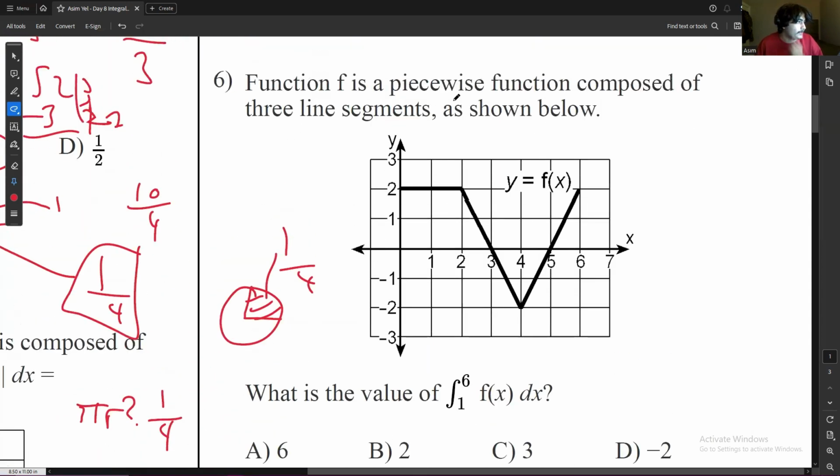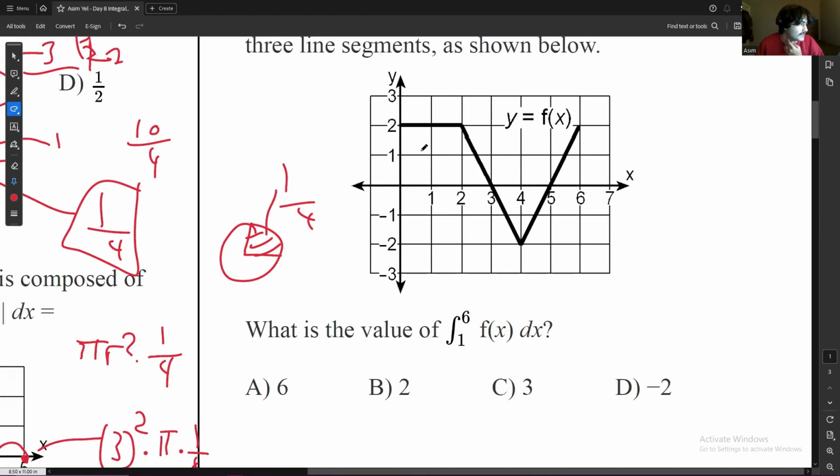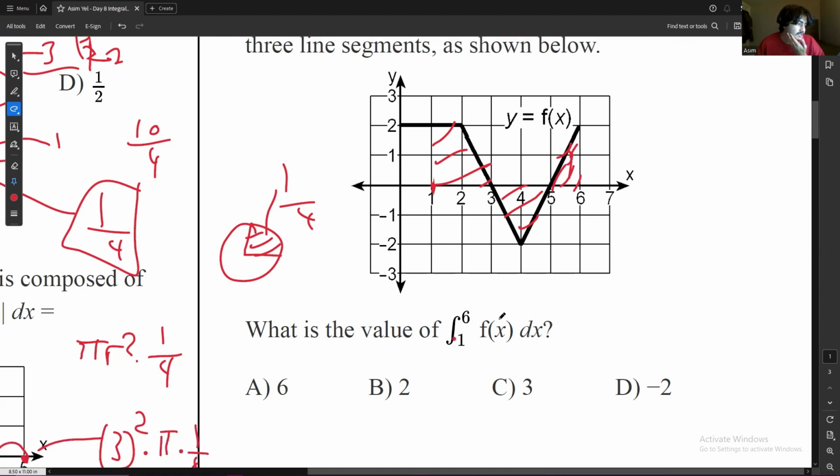So, a piecewise function is composed of 3 line segments as shown below. What is the value of the integral from 1 to 6 of f(x) dx? So guys, since they're asking 1 to 6, I'm just going to start from 1. I'm going to calculate all of this area, 1 to 6, okay? Because integral means calculate the area under a graph.